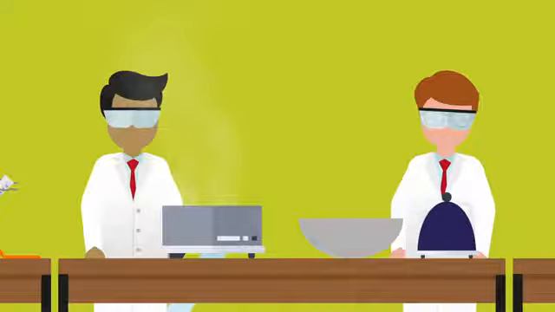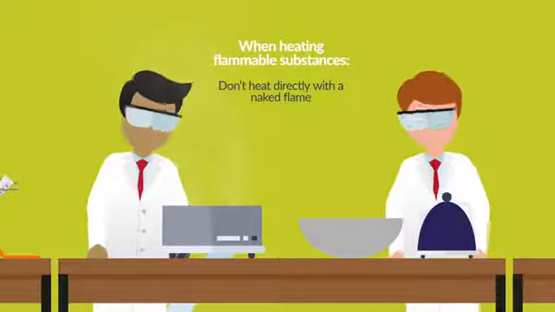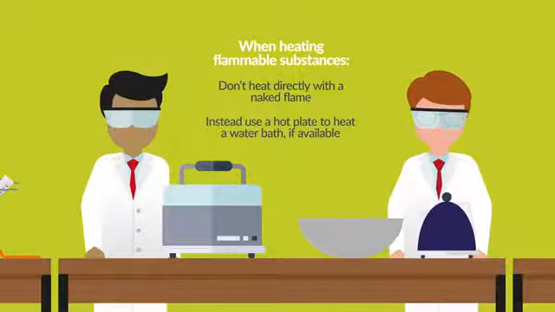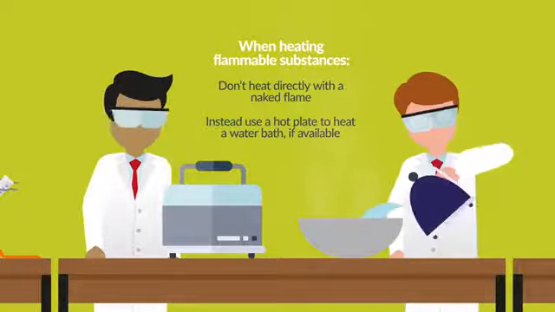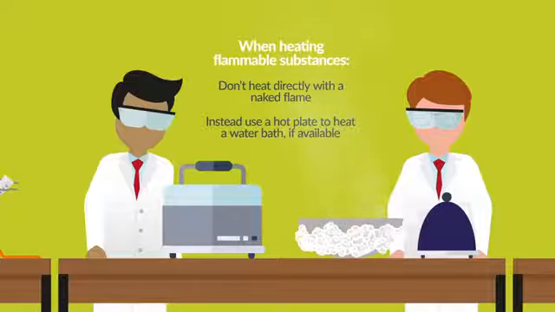It is important to remember when heating flammable substances, you don't heat it directly with a naked flame. Instead, use a hot plate to heat a water bath if available. If not, use hot water from a kettle or pan, then insulate the water bath using felt or cotton wool.